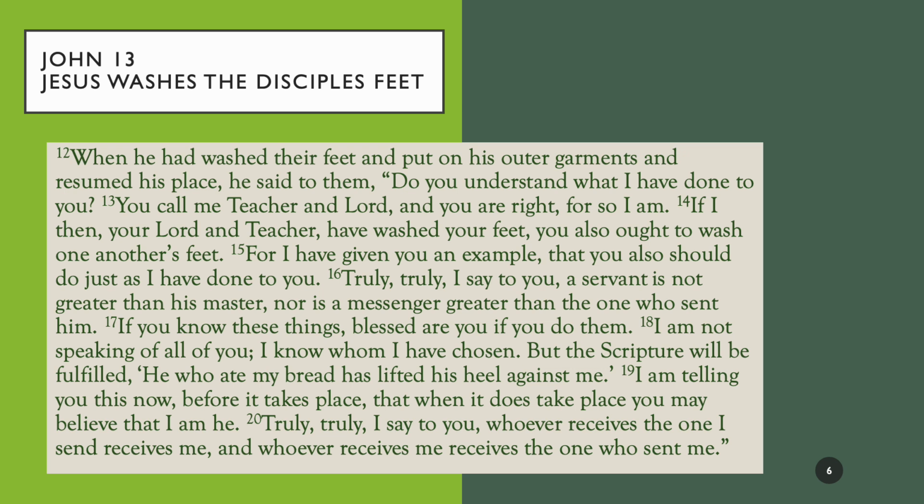If you know these things, blessed are you if you do them. I am not speaking of all of you. I know whom I have chosen, but the scripture will be fulfilled. He who ate my bread has lifted his heel against me. I am telling you this now before it takes place, that when it does take place you may believe that I am he. Truly, truly, I say to you, whoever receives the one I send receives me, and whoever receives me receives the one who sent me."